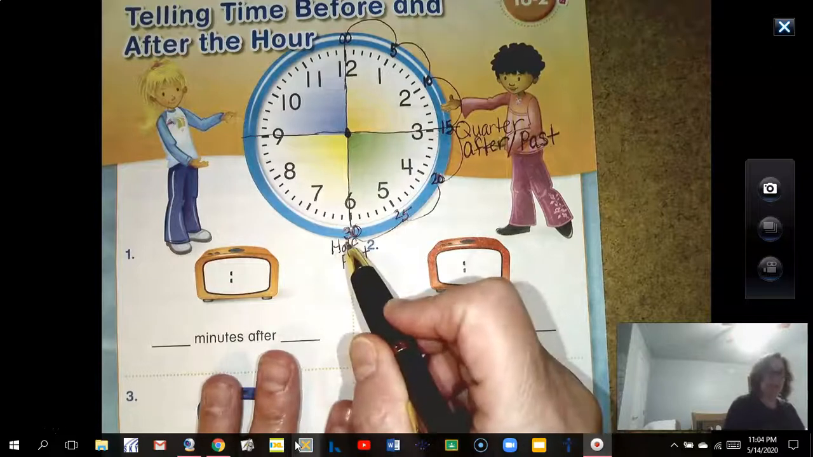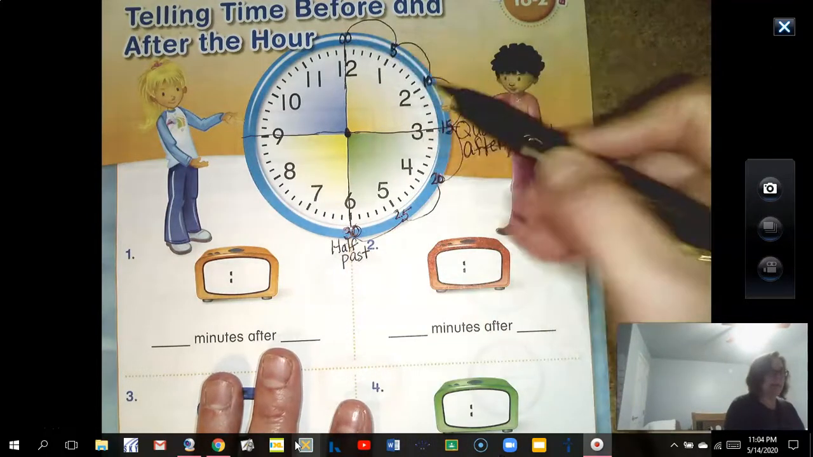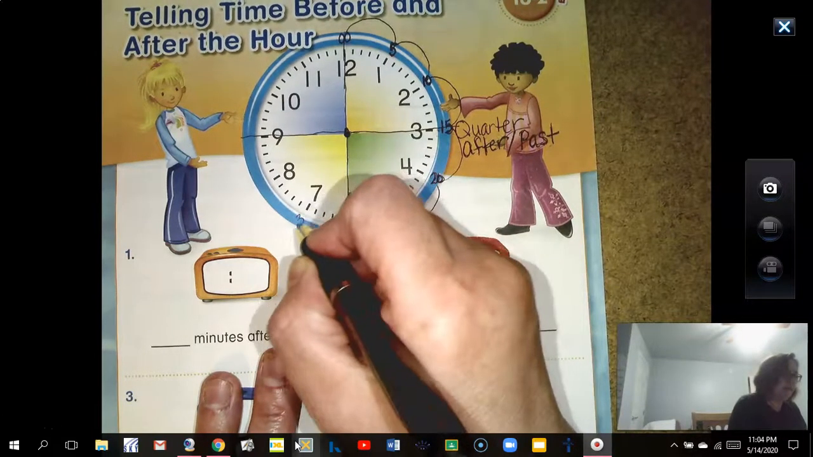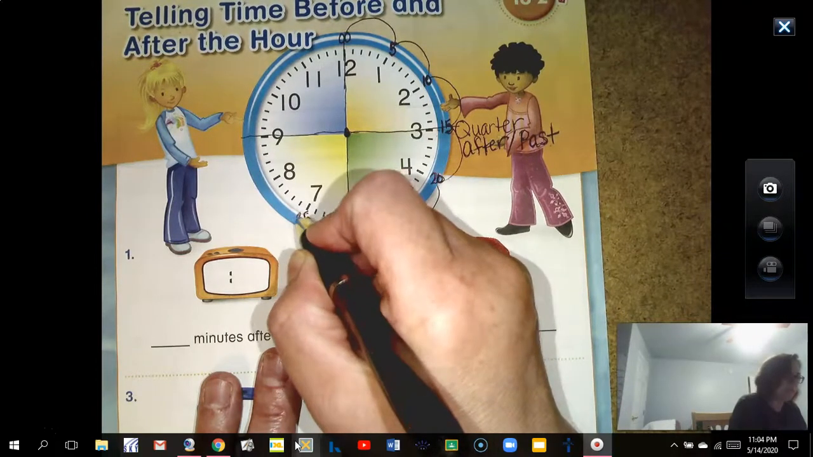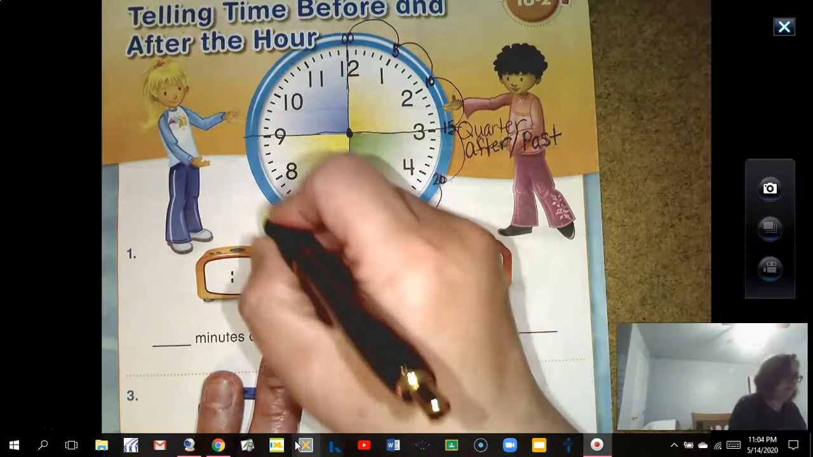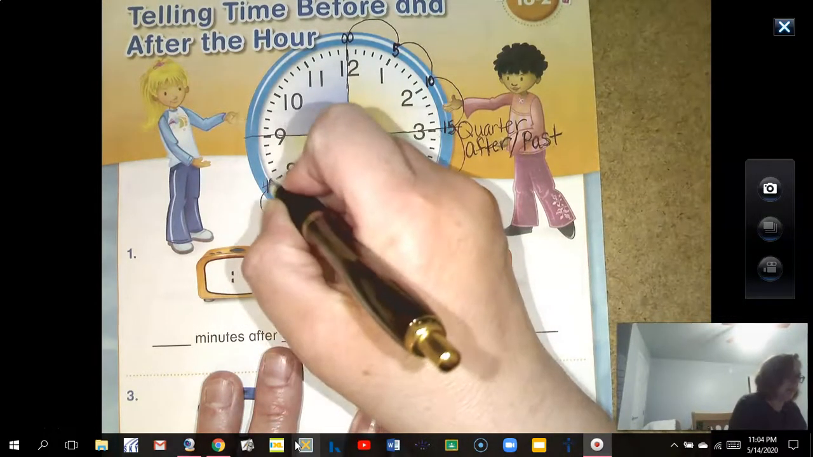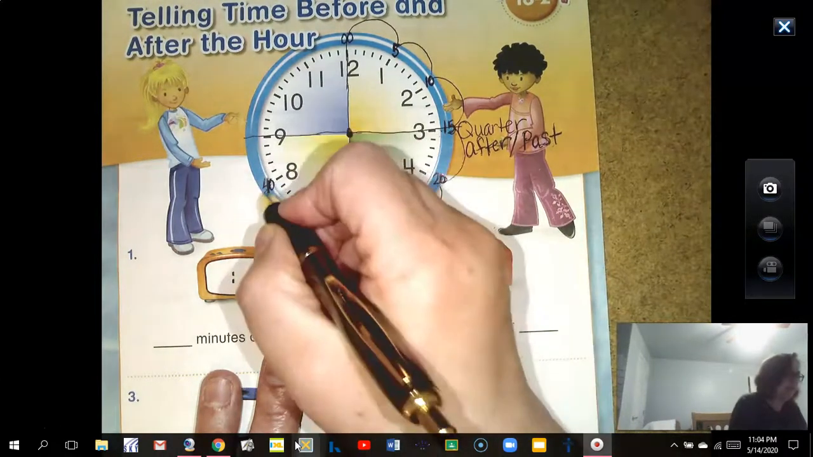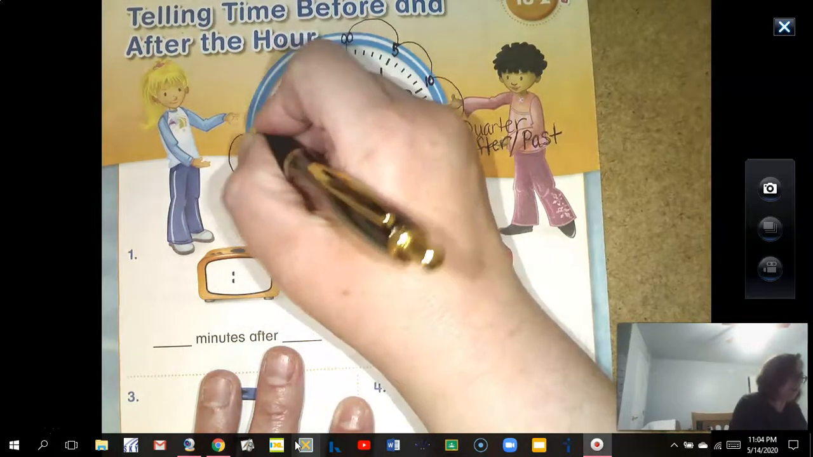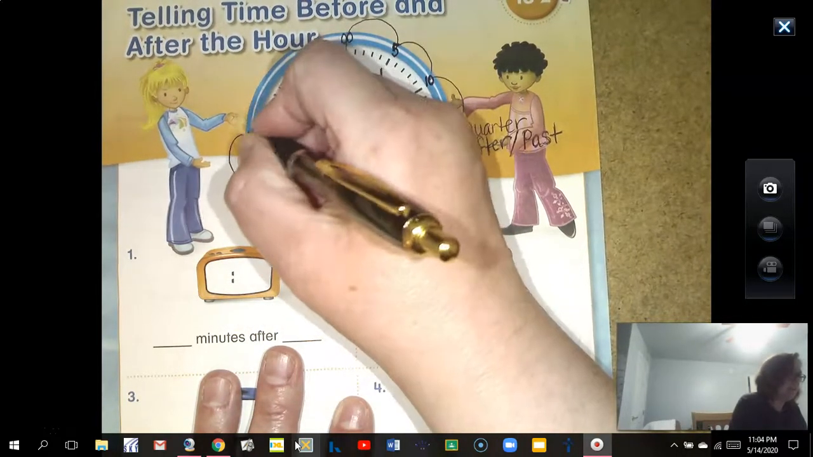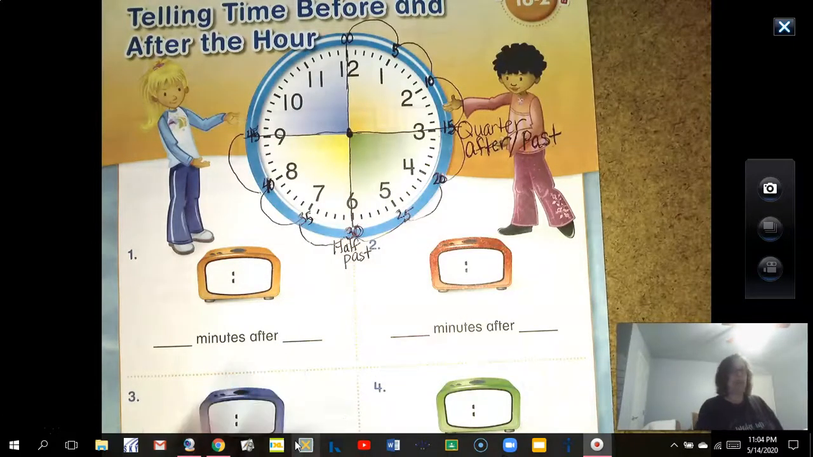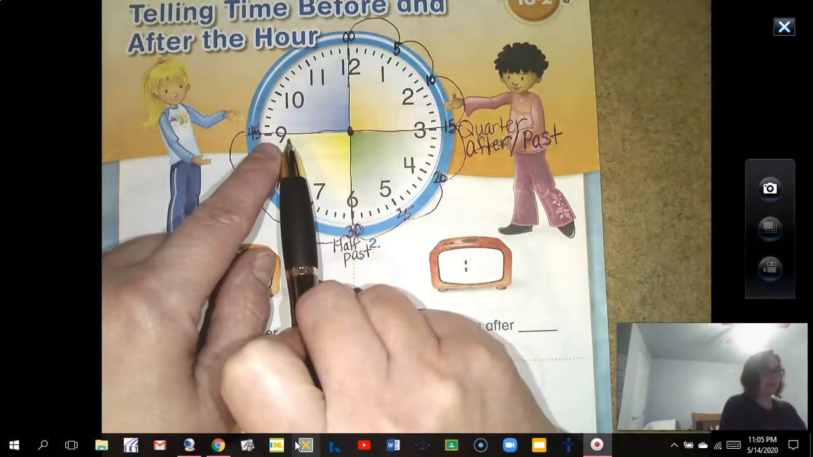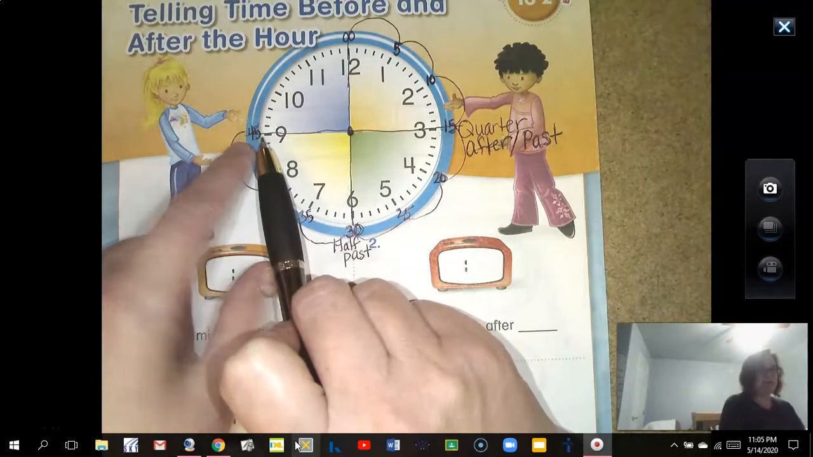Now if we continue counting by fives, so we did 5, 10, 15, 20, 25, 30. Count with me. 35, 40, 45. Okay. Now, here we are over at the 9. That means we're at 45 minutes.